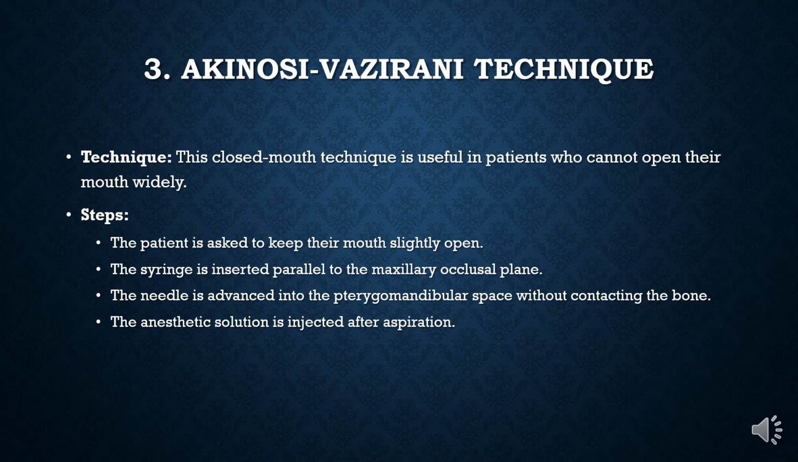Third one is the Vazirani-Akinosi technique. This closed mouth technique is useful in patients who cannot open their mouth widely. The patient is asked to keep their mouth slightly open. The syringe is inserted parallel to the maxillary occlusal plane. The needle is advanced into the pterygomandibular space without contacting the bone. The anesthetic solution is injected after aspiration.